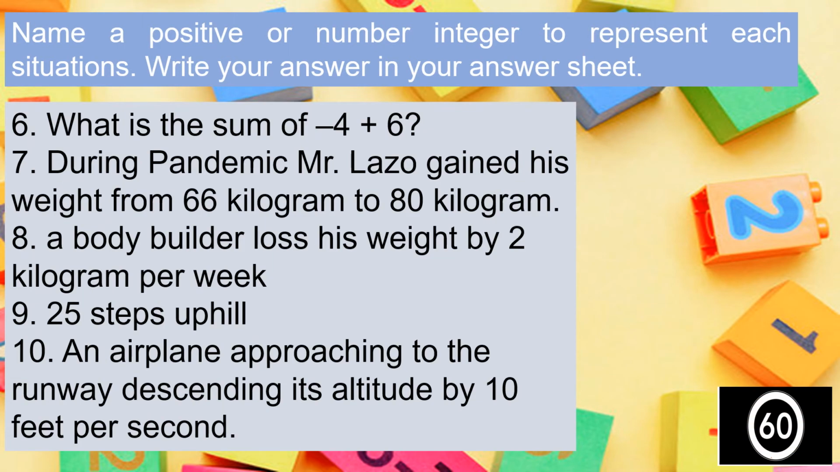Number 6, what is the sum of negative 4 plus 6? Number 7, during the pandemic, Mr. Lazo gained his weight from 66 kilograms to 80 kilograms. Number 8, a bodybuilder lost his weight by 2 kilograms per week. Number 9, 25 steps uphill. Number 10, an airplane approaching the runway descending its altitude by 10 feet per second. Again, I will give you 1 minute to answer these situations. Go.